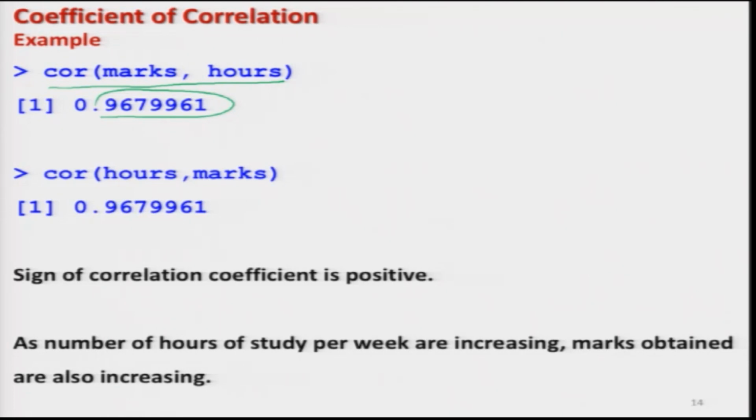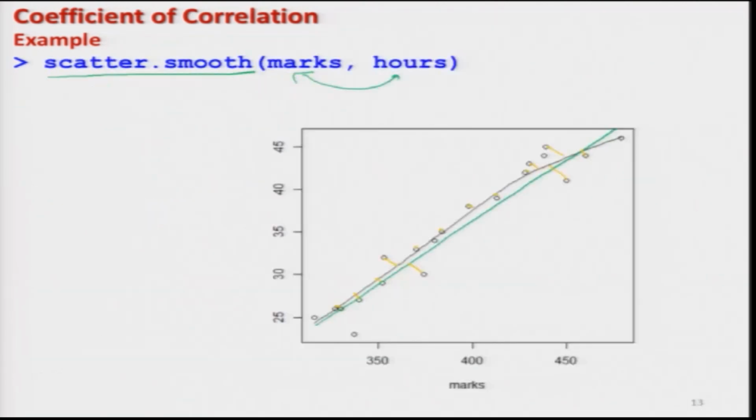Similarly, if you try to interchange those variables, so earlier I had taken marks and hours, and now I try to take hours and marks, you can see here this value of the correlation coefficient remains the same. This is what we discussed in the last lecture also, right. In this case, you can see the sign of the correlation coefficient is positive, and this is indicating that the relationship between x and y is positive, which you can see here.